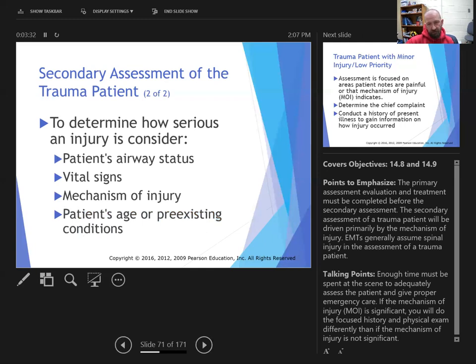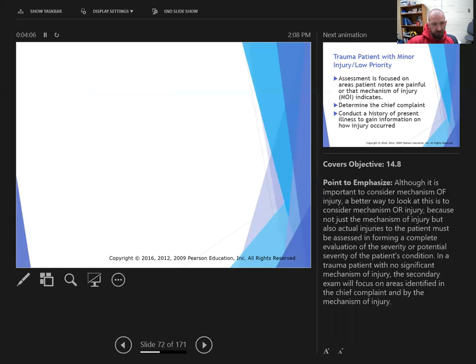And then a patient's age or pre-existing conditions can obviously change how serious things are or not. Now, we talked about this before with age. Let's say, for example, you have a patient that fell down 3 steps. Who would you be more worried about? A 17-year-old or a 70-year-old? Just because of the age, it makes things worse there, right? So patient's age and any pre-existing medical conditions, things like that, can obviously make things worse.